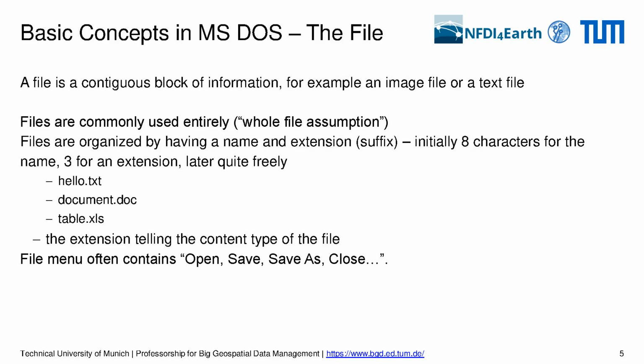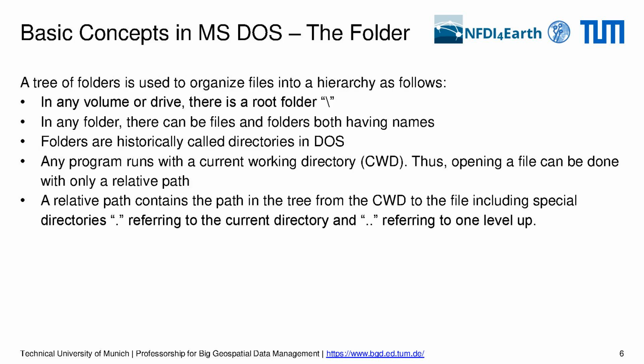Technically speaking, a file is a contiguous block of information, but practically, it represents the smallest unit that end users typically operate with. For example, an image, a video, a document, or a spreadsheet are typically files. A file has a name, and in Microsoft DOS and Windows, the type of the file, that is, what is contained and which program shall be used to open the file, is encoded as the file extension. Note that you might not always see the extensions when using Windows. They can be hidden.